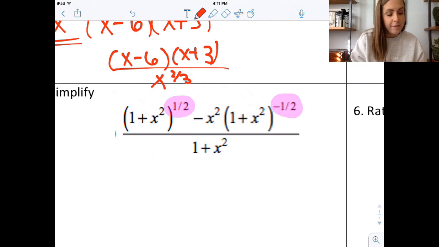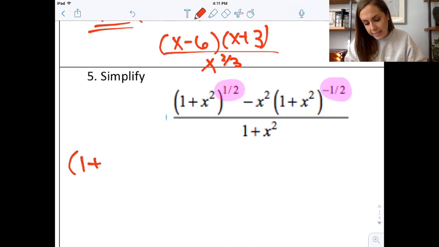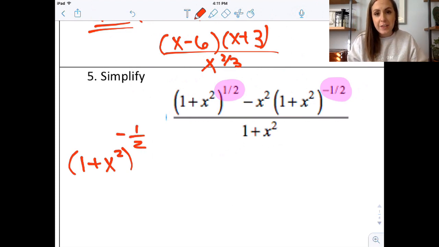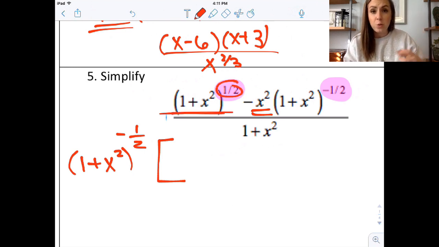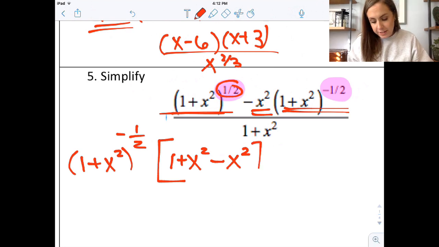So let's actually go through this one because this one gets a little more complicated. So 1 plus x squared, the lowest exponent of that is negative 1/2. And they don't have anything else in common. This one has an x squared, but the other one doesn't. So I am going to see what's left over. On this first one, I'm taking out a negative x squared. So if I do 1/2 minus negative x squared, that leaves me with 1 plus x squared to the first, minus, on this one, you're taking out that to the negative 1/2, and so that just leaves me with x squared. And this is all over 1 plus x squared.